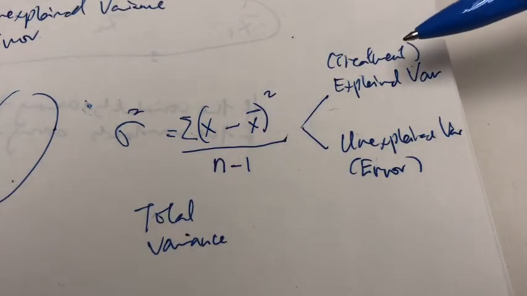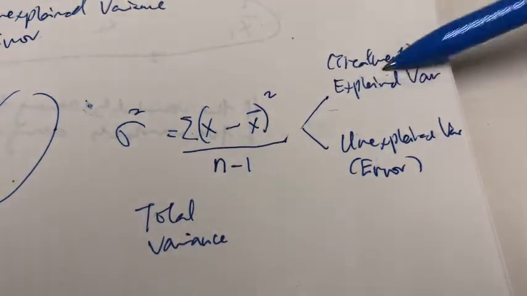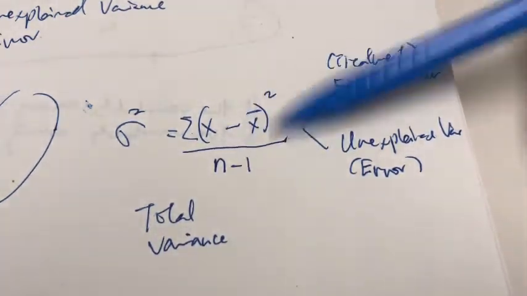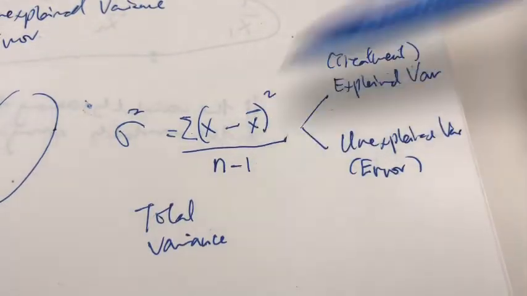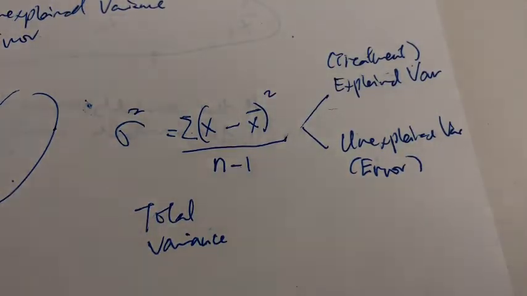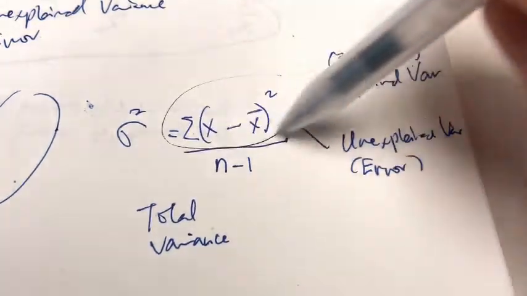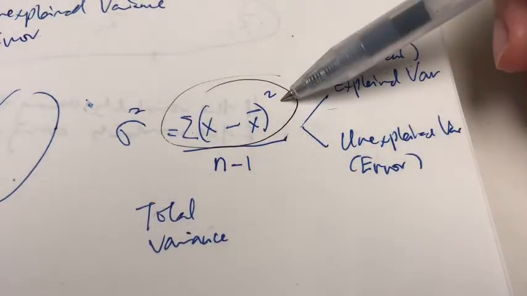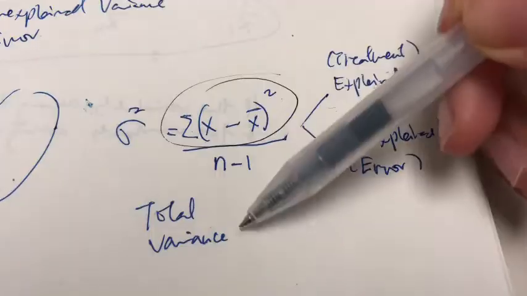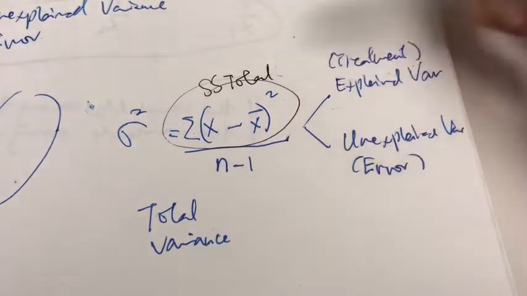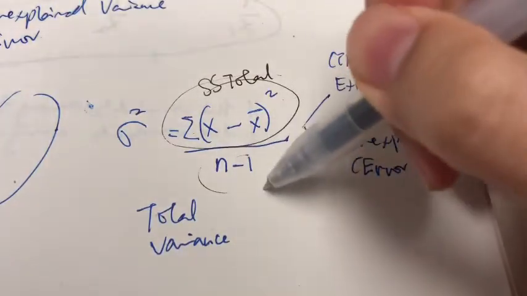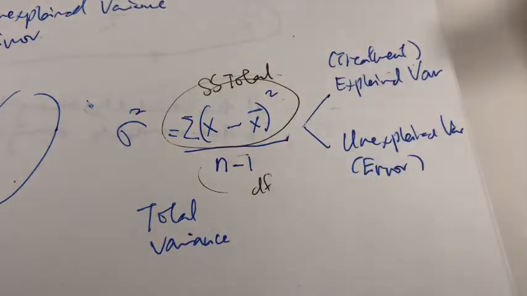So what it means is, if you want to find the formula up here, it has to be similar to the total variance. Now you can see here, the total variance formula consists of two parts. The first one up here is called the sum of squares. And because it's total variance, up here is actually called the sum of squares total. Down here is the degrees of freedom for the total variance.